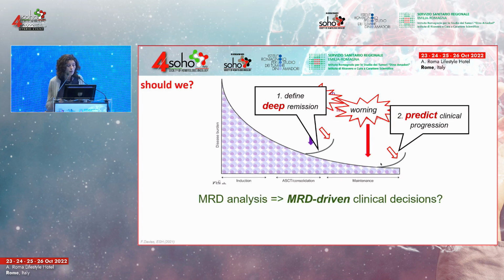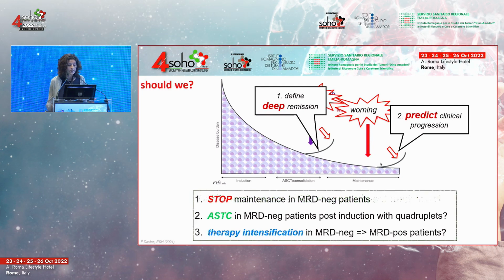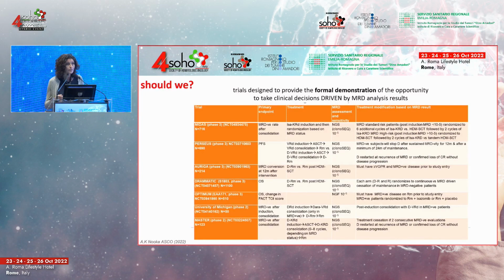In other words, the question is whether we might employ MRD in order to drive clinical decisions, such as to stop maintenance in patients who are persistently MRD negative, or whether we might offer an autologous stem cell transplantation to MRD negative patients after induction with very effective quadruplets, or whether we might offer a therapy intensification to patients who turn from MRD negative to MRD positive.